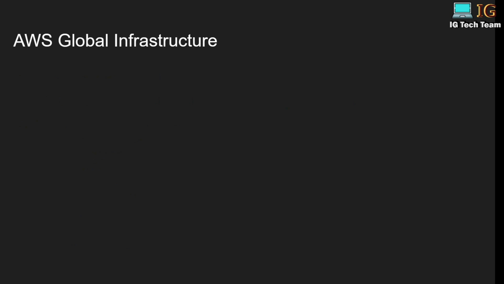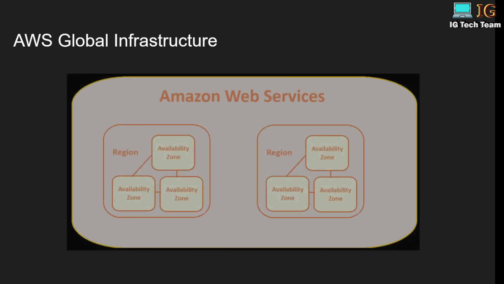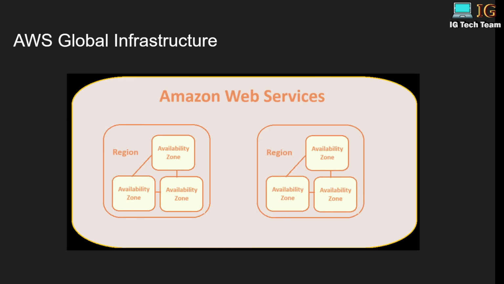AWS Global Infrastructure. This image shows the infrastructure of AWS. With this infrastructure, you need to understand two important concepts: availability zones and regions. AWS has many big buildings called regions all around the world, and inside each region there are separate areas called availability zones. Your application can run in one of these availability zones.